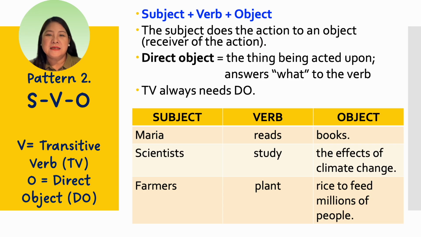Scientists study what? The effects of climate change. Number 3, farmers plant. Plant what? Rice to feed millions of people. So we have these 3 examples which are actually showcasing that the transitive verb requires a direct object. Hence, the pattern is SVO.